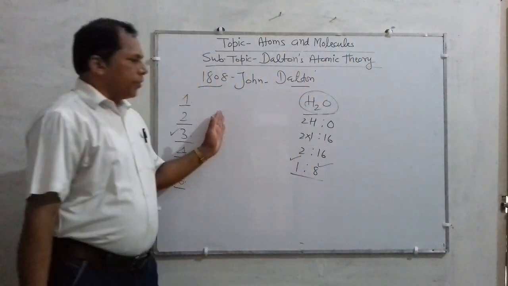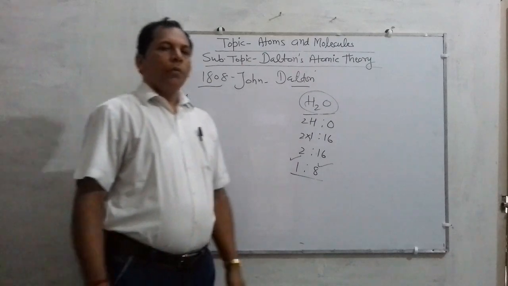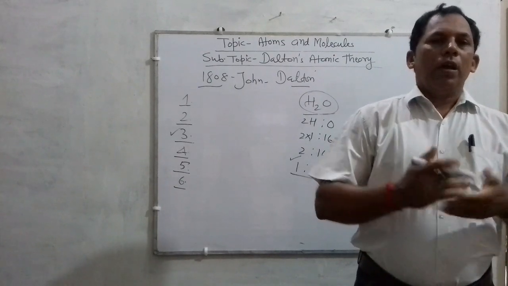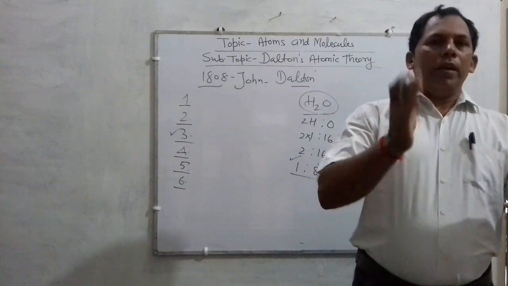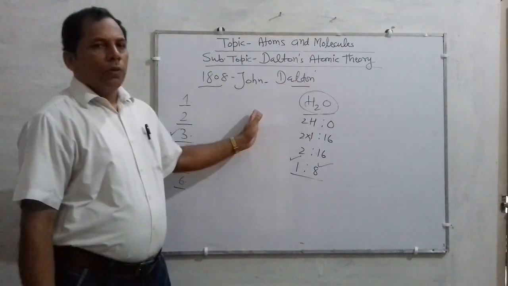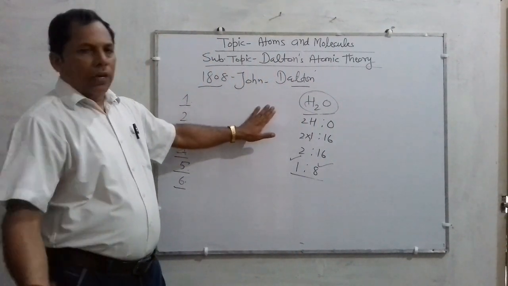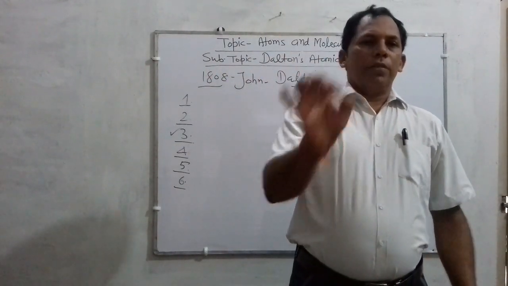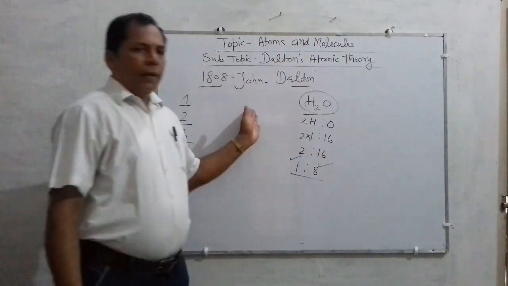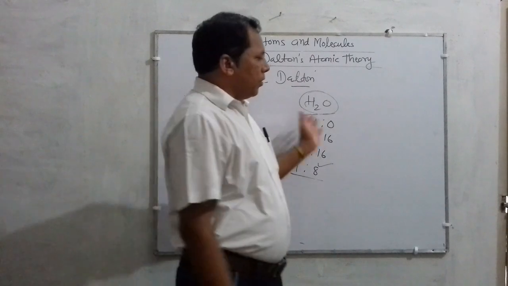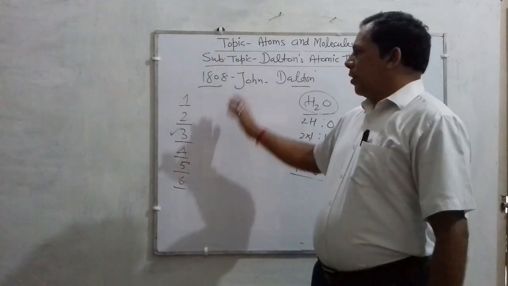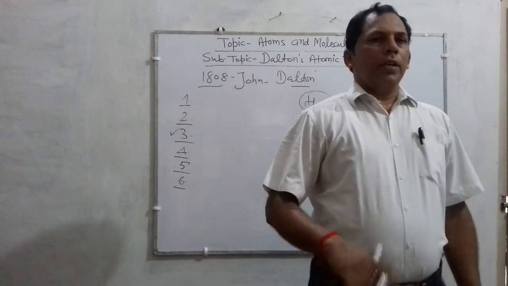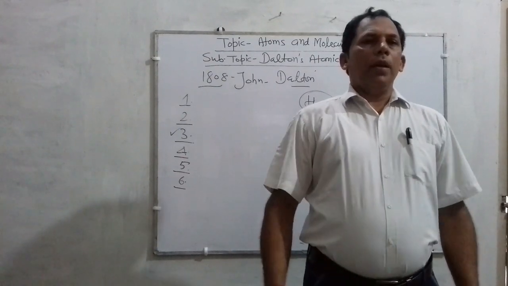In the next part of this chapter we have to study how the symbols of elements are represented, what the size of an atom is, what the size of the nucleus is, and how big or small atoms are. We will study that in the next lecture. So this is all about Dalton's atomic theory and atoms. Remember them properly. In the next lecture we will study symbols of elements and their manner of representation.